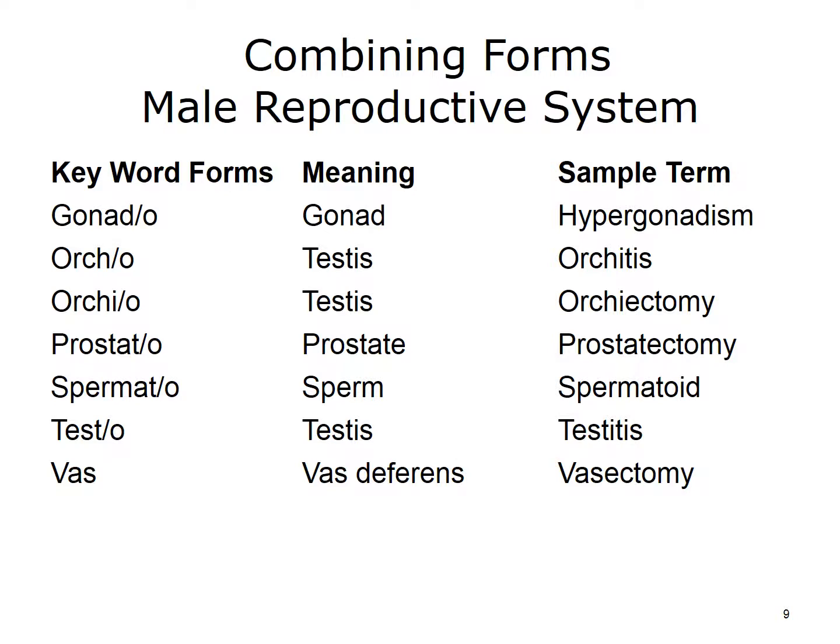Here are some key word parts related to the male reproductive system, along with their meanings. In the third column, you can see some of the medical terms that we can create by combining word parts. You should return to the online medical dictionary to hear the pronunciation and to become familiar with the meaning of the created terms.